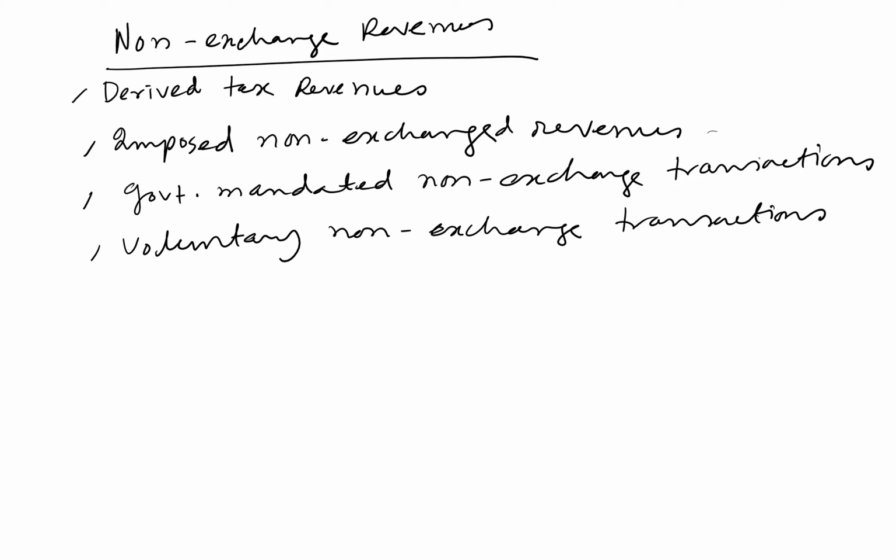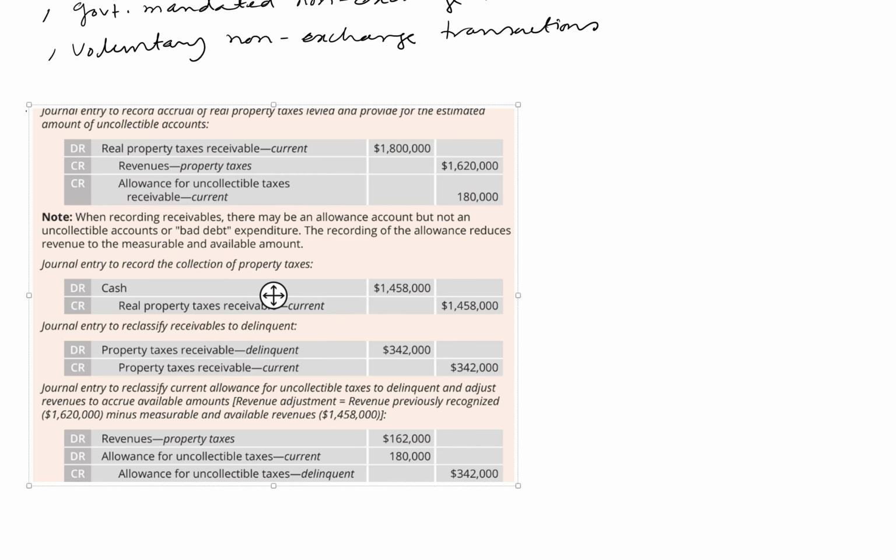The last type of revenue category is the voluntary non-exchange transactions. So these are basically some sorts of grants, and that could come from any other governmental entity or any individuals or organizations. So these are the 4 types of revenues. Now we will see some property tax journal entry problems. Now let's see the example of property tax journal entries.